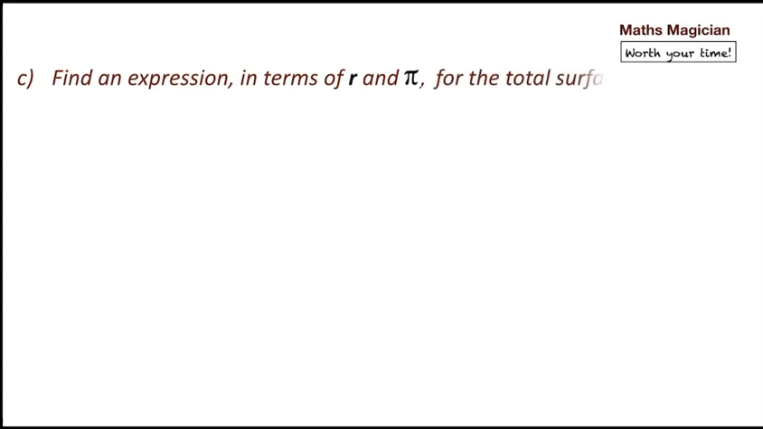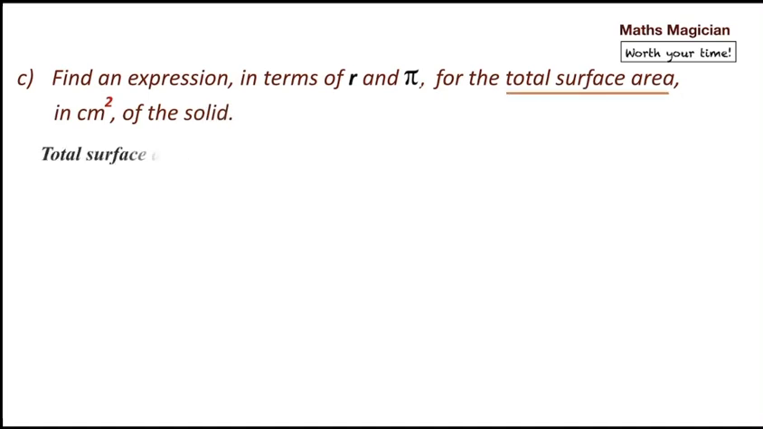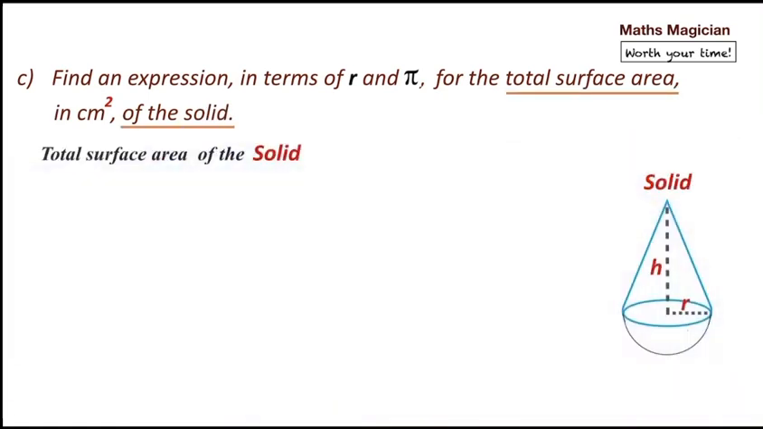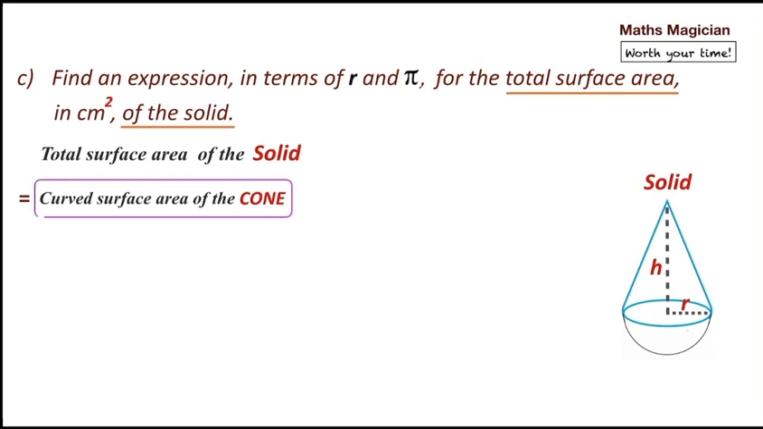Next we solve part C. Part C is find an expression in terms of r and pi for the total surface area in centimeters square of the solid. Now the total surface area of the given solid is equal to the curved surface area of the cone plus surface area of the hemisphere.